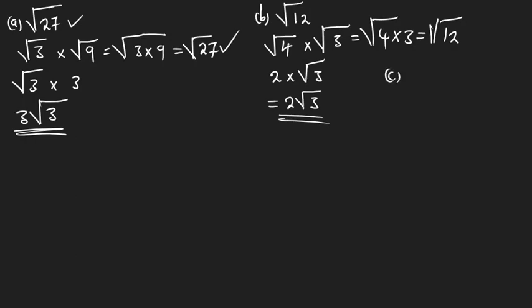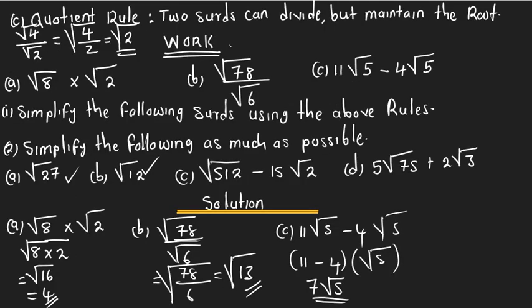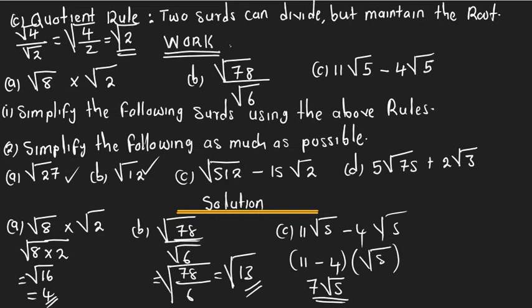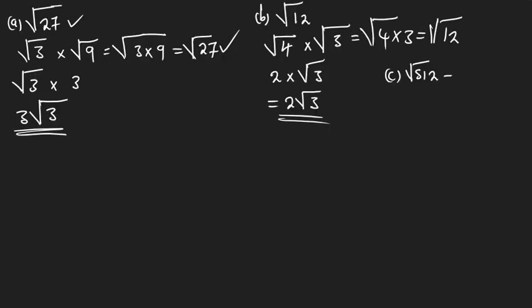We do C. C is saying 5 root 12 minus 15. So this one is very simple. It can be broken down, because we know that according to the product rule, this can also be written as root of 2 multiplied by root of 2, sorry.